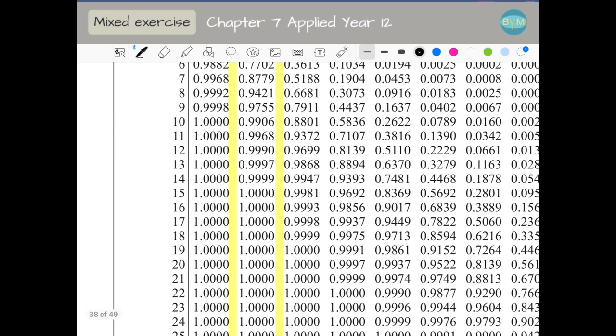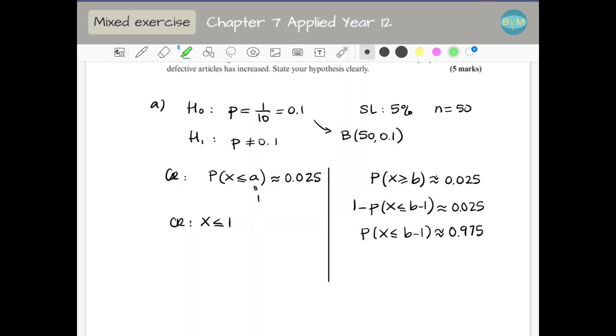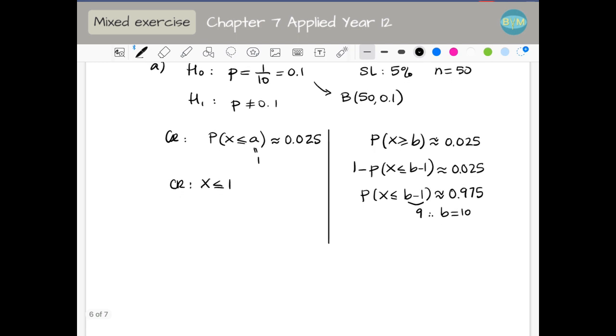So again, we go to the table and look for the closest to 0.975. I have to choose between one below and one above, and the 9 is closer. That means this value here is going to be 9, and therefore B, as that's B minus 1, is going to be 10. So my critical region is going to be X greater or equal than 10. So I have critical region 1 and critical region 2. I'm going to reject the hypothesis H0 if my value is smaller or equal than 1 or greater or equal than 10.